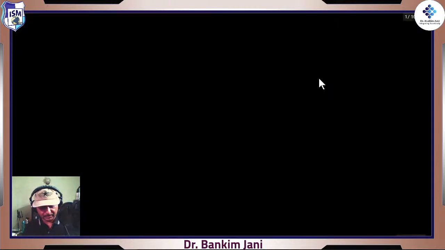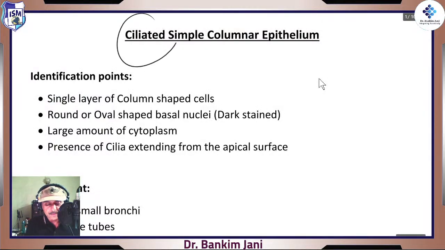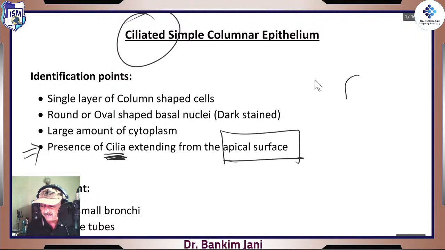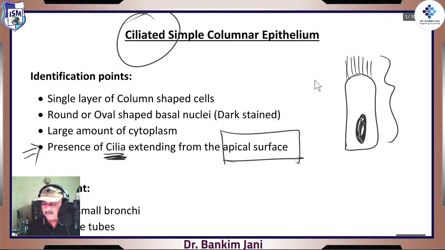Okay, so let's start with ciliated. The rest would all be quite similar. So a single layer of columnar shaped cells, round or oval, dark stained, with a large amount of cytoplasm, but this is the point: presence of cilia, and they will be extending from the apical surface. It means this is the cell, so that's what is called the apical surface. So we expect something like this to appear.